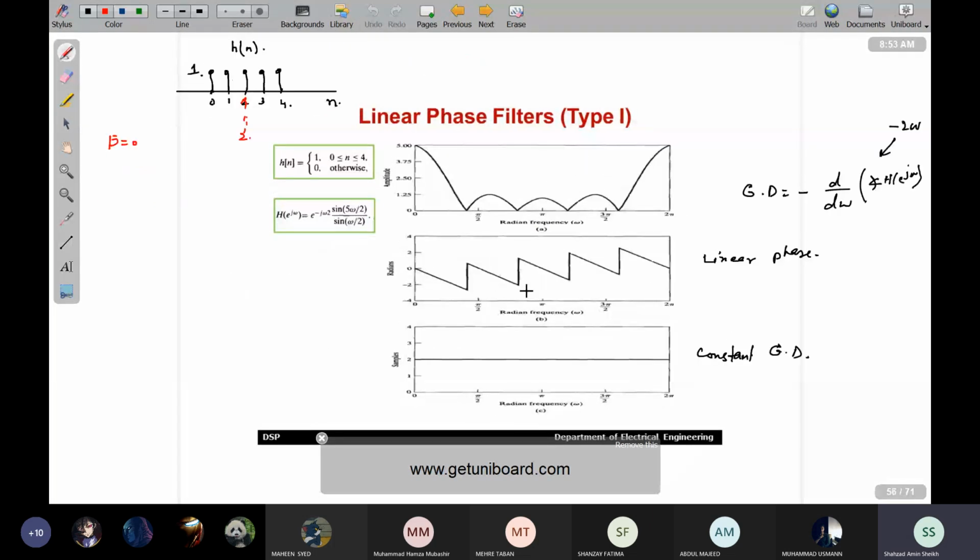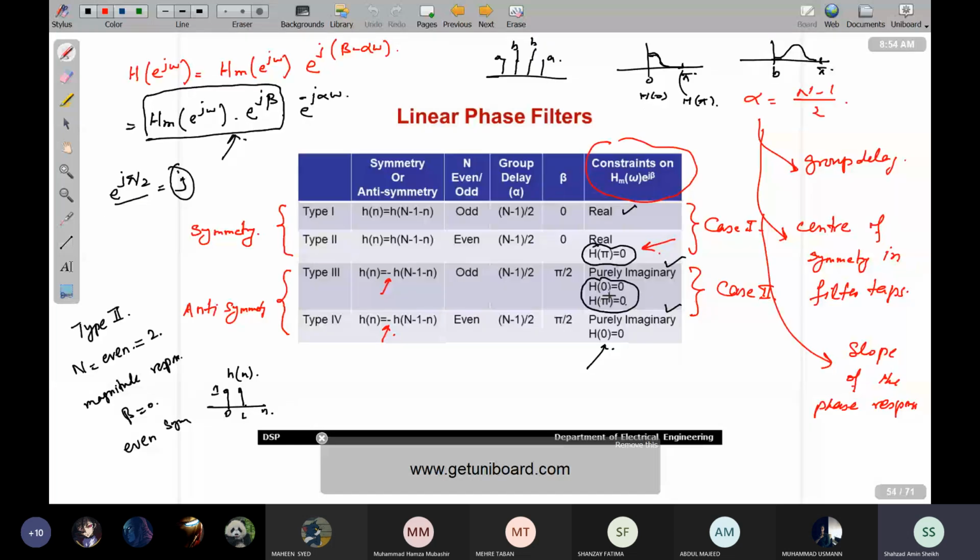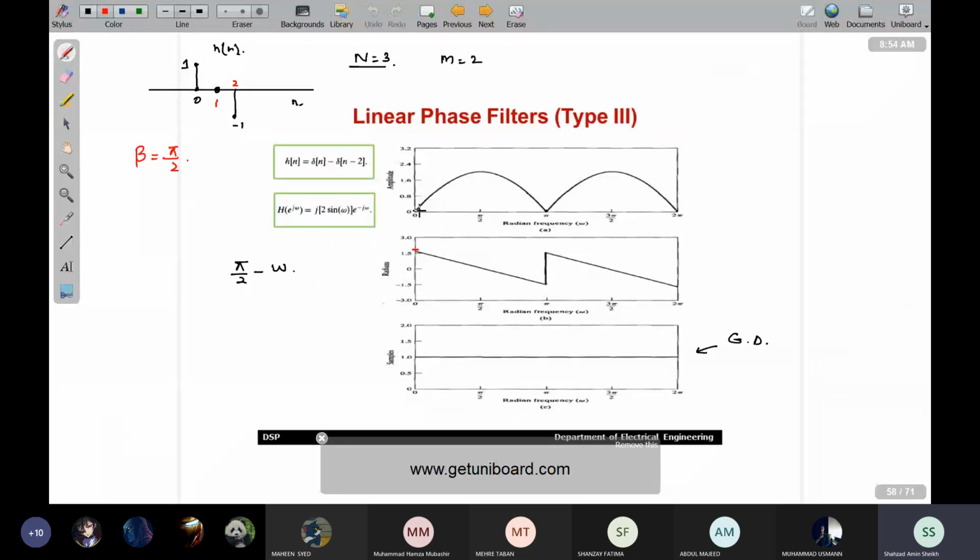And you know that the restriction on type 3 was h of 0 equal to 0 and h of pi equal to 0. So you can see from here, type 3: h of 0 is equal to 0, h of pi is equal to 0. Whenever you have odd symmetry and an odd number of taps, that's the restriction you will face. You cannot make a low pass filter, a high pass filter, or a band stop filter using type 3 filters.